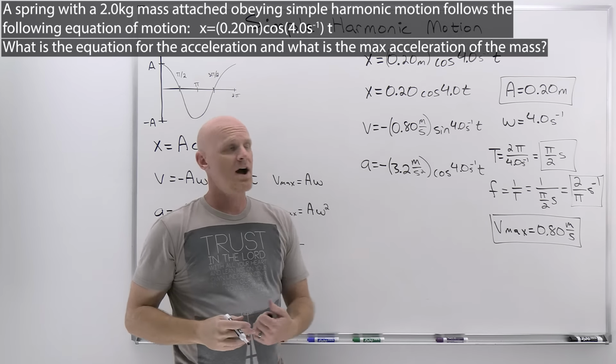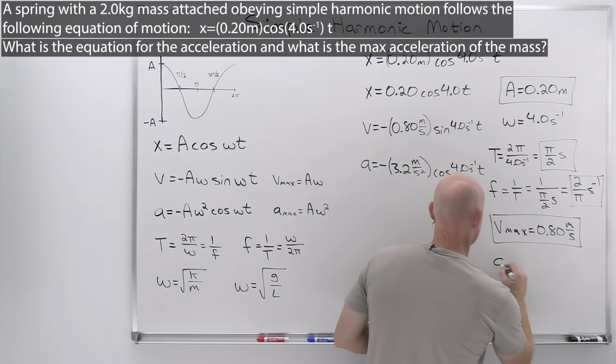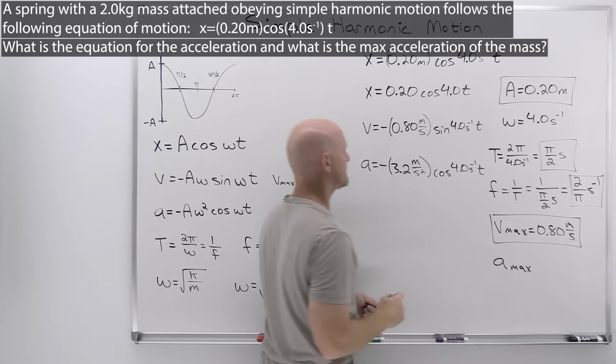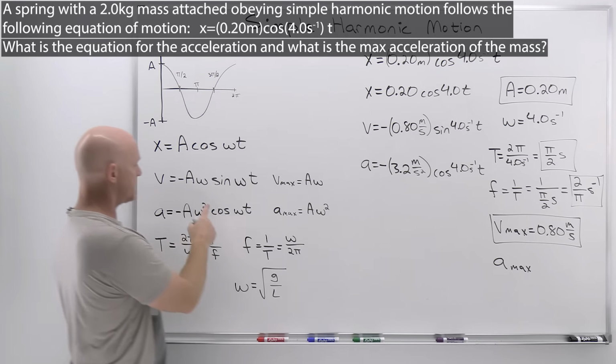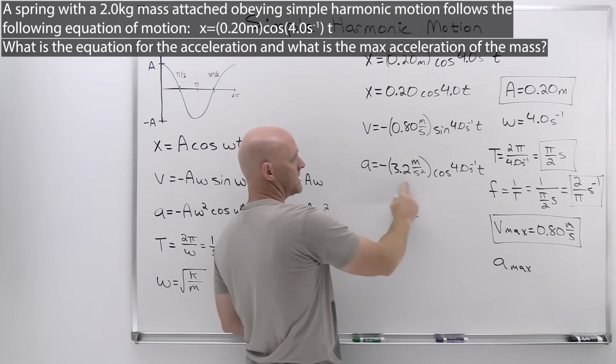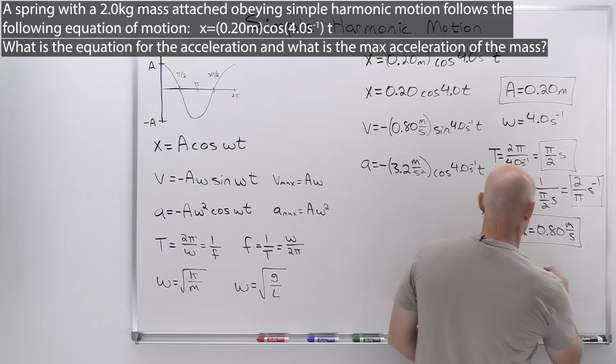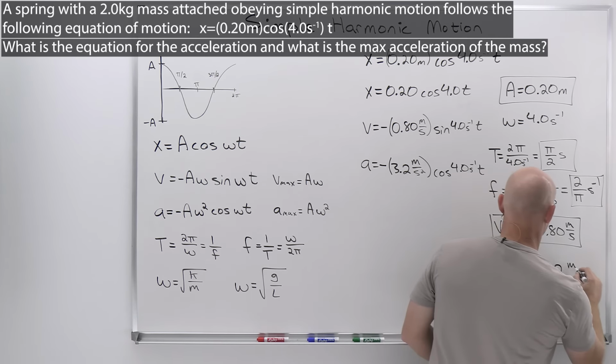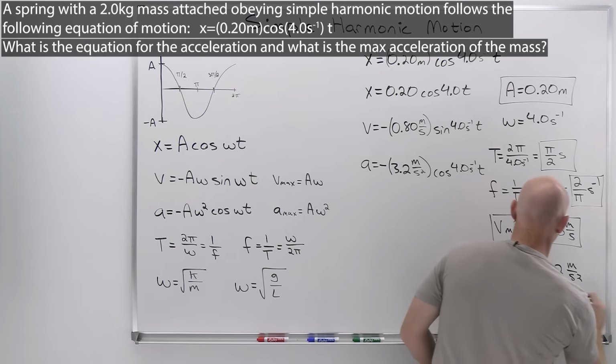All right, the other half of that question was, what is the max acceleration? And the max acceleration, again, is just equal to the coefficient out in front of the acceleration equation, a omega squared, which we already calculated to be 3.2 meters per second squared. We're good to go.